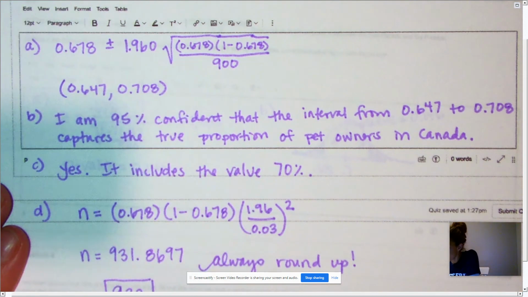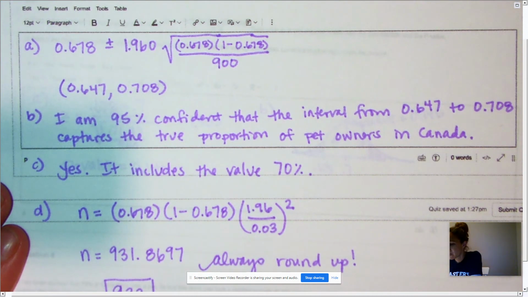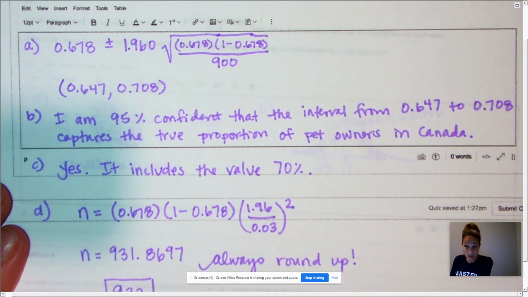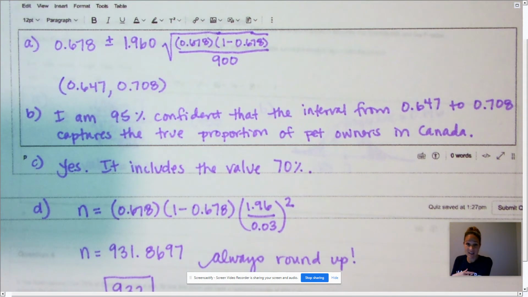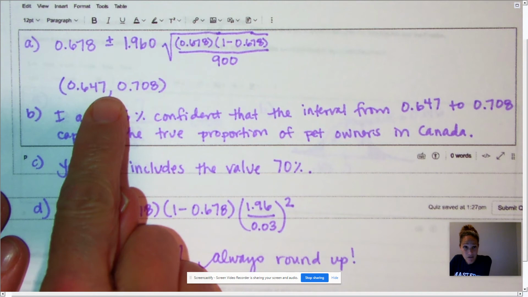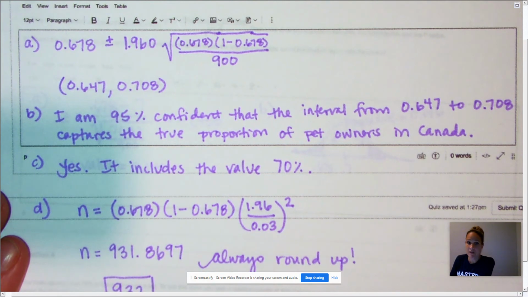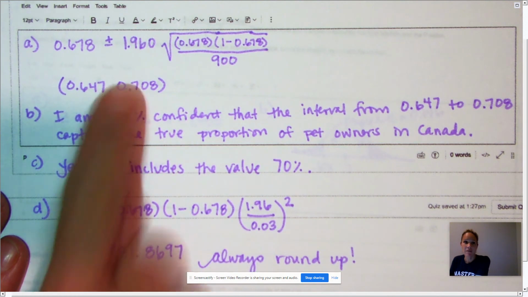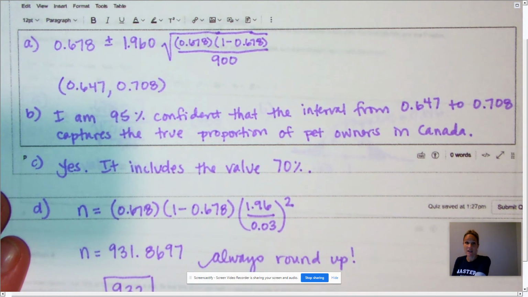And so the question for C was, does this interval support your decision from the test that we did? Yes. Remember, we failed to reject. We said, it's possible that we don't have enough evidence to say that the proportion's different than 70%. Well, if you look at our interval, 70% is in that interval of all the plausible values. Okay, so because 70% is included, yes, we were justified in it, or it supports the decision that we made in the test that we just did.